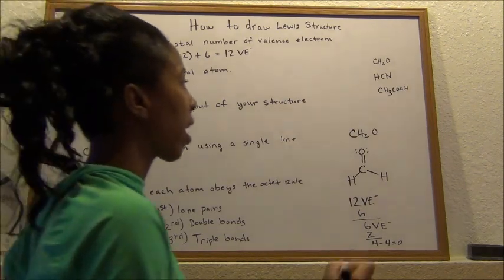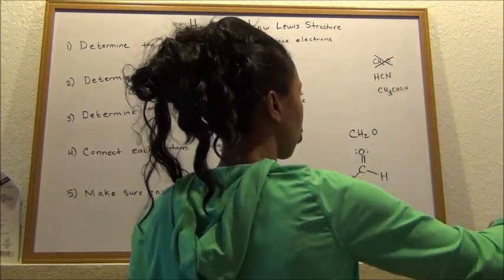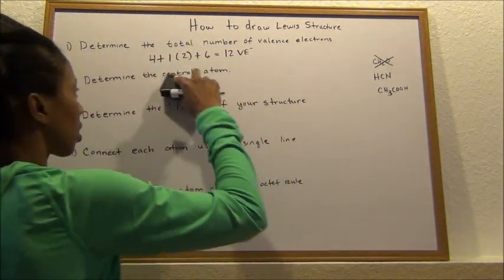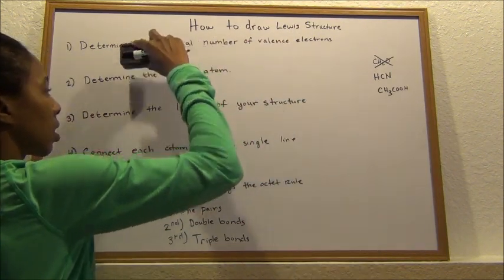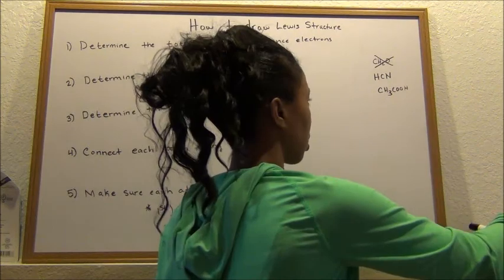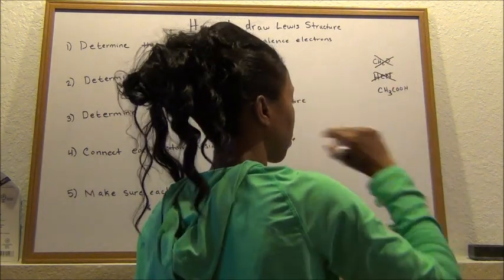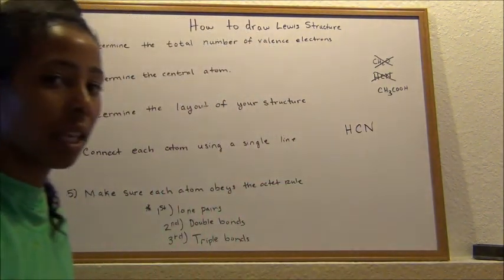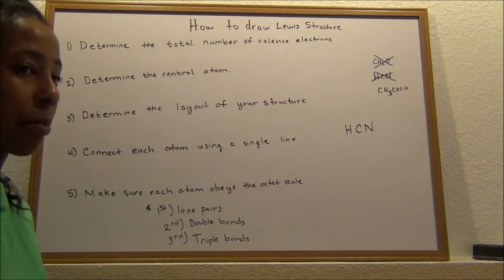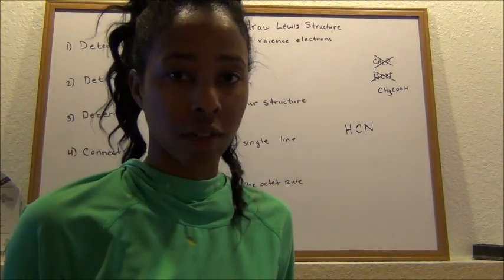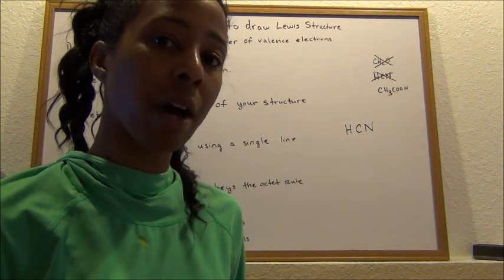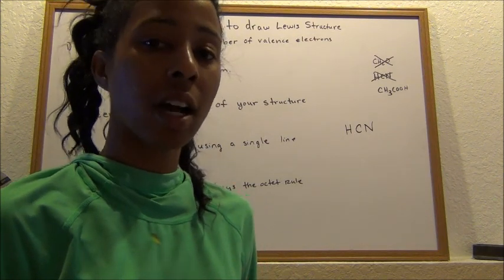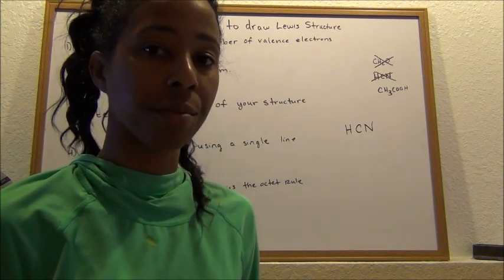And let's take a look. We have this one down now. Let's try the next one. We're going to try HCN. So we're going to start up at the top. We're going to count the total amount of valence electrons. So I would encourage you to pause the video and count the total amount of valence electrons and then unpause it to see if you have the correct answer.